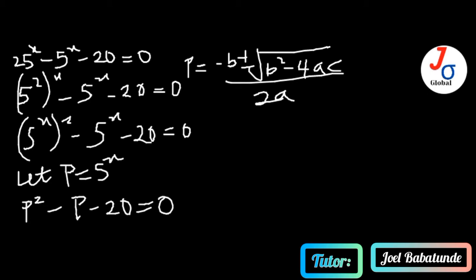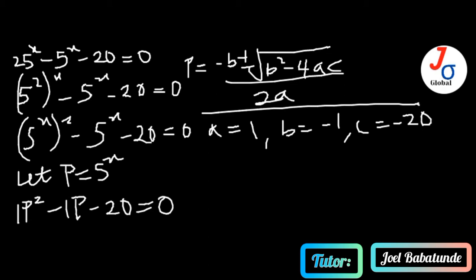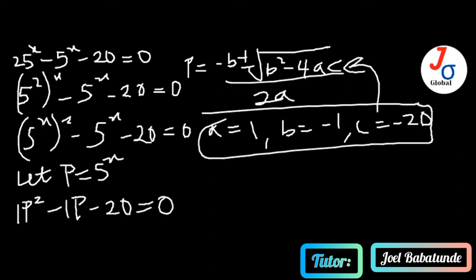Now in this case, what's the coefficient of p squared? That's 1. Coefficient of p is minus 1. So a is 1, b is minus 1, that's the coefficient of p, and c is minus 20. So let's fix all of these values into this formula to get our p.